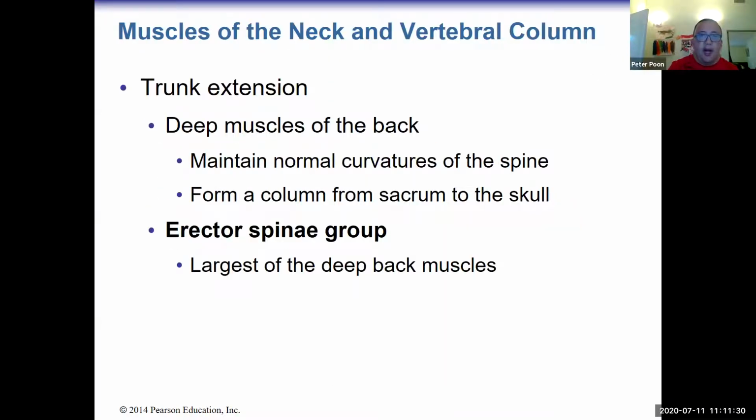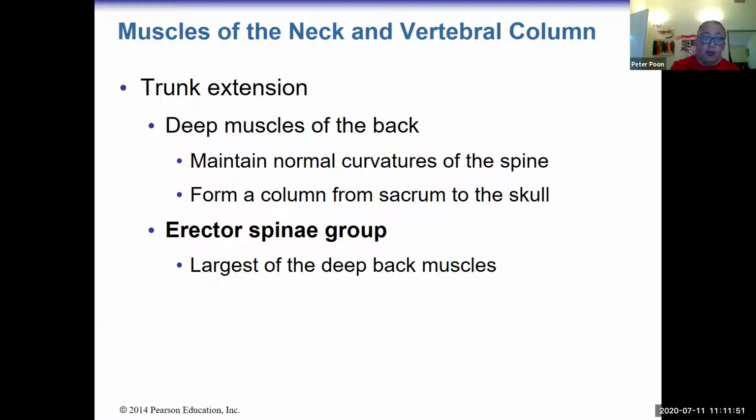So last thing I covered was movement of the head and neck. Now we're moving on to the trunk. You can extend the trunk. By leaning backwards, I'm actually extending my trunk.